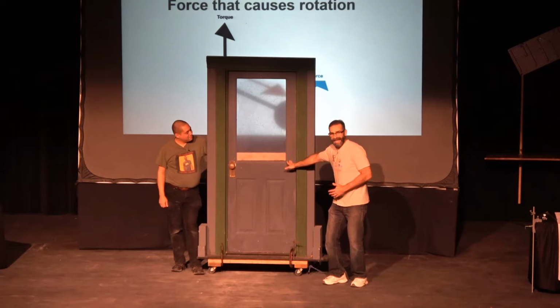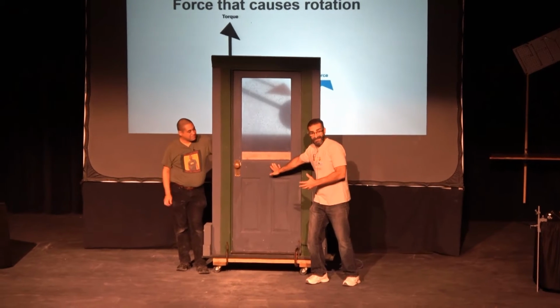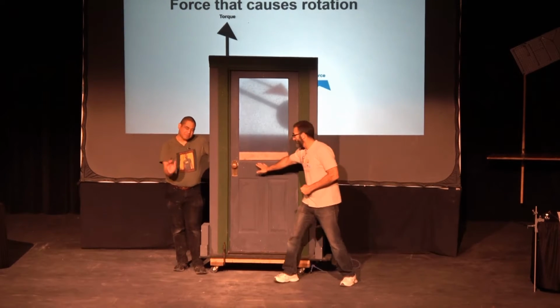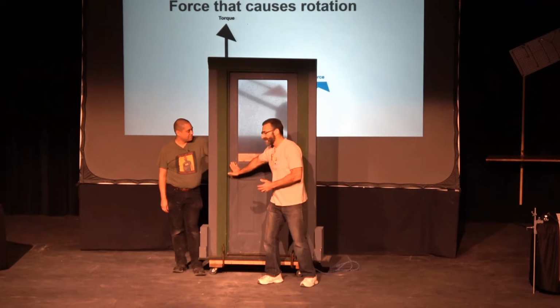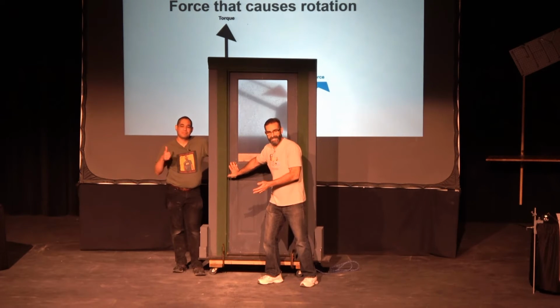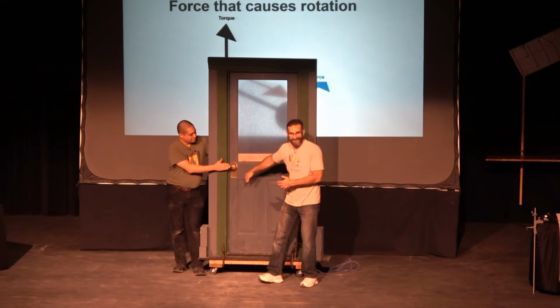And if I move my hand over a little bit, then I could get the door to open, but I have to put a really big force. And if I move over a little bit more, I could get the door to open with a smaller force. And if I push on the doorknob, I could push with the smallest force to get the door to open. That's why we put the doorknob over there.